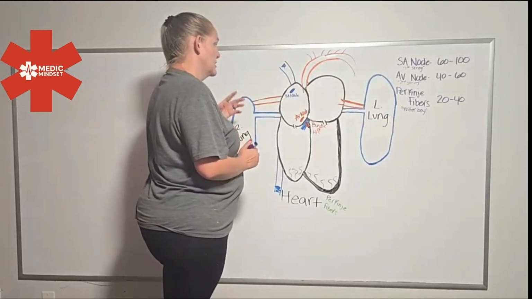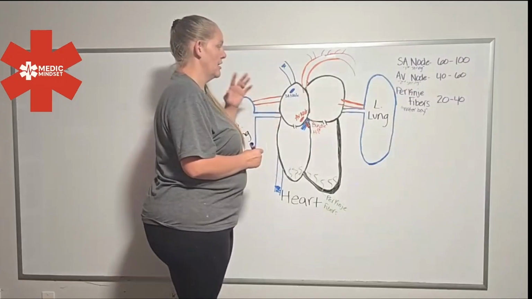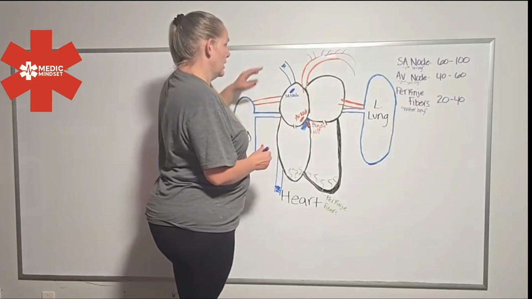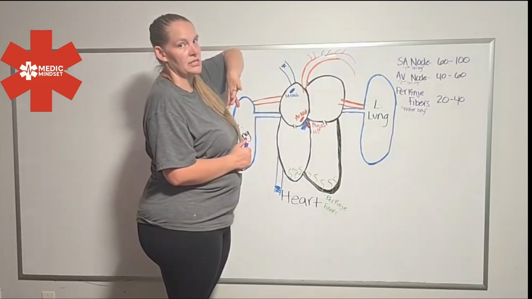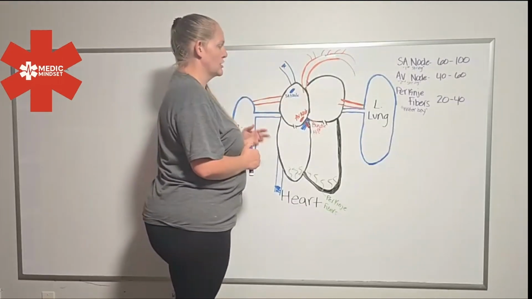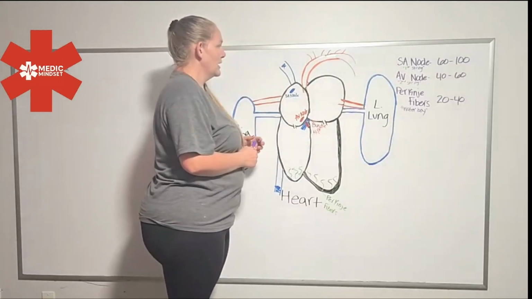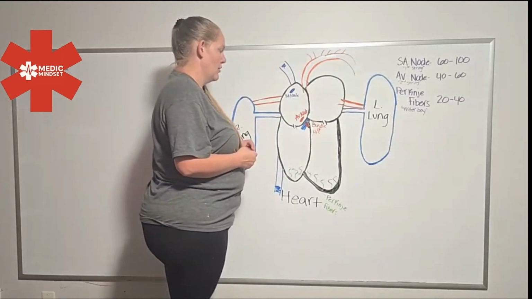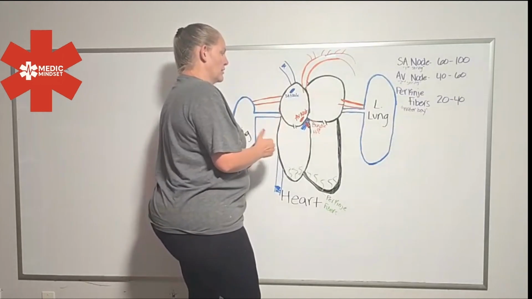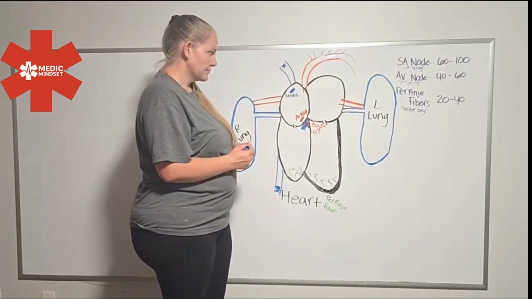If you put it in sports terms, he's kind of like the first string player. The normal rate for the SA node, its normal intrinsic rate, is 60 to 100 beats a minute. And he is the all-star player. He's the one you want always out working for you. So that's our SA node.